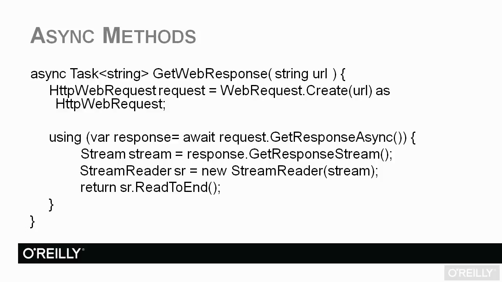So I call request.GetResponseAsync, which is another asynchronous method, and I use that keyword await. So despite the fact that GetResponse is an asynchronous method, if I use the keyword await, it will wait for that to return.